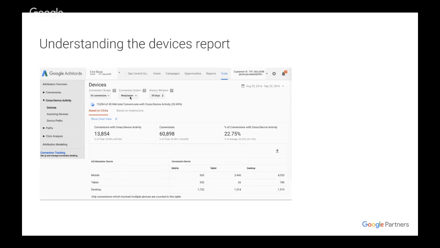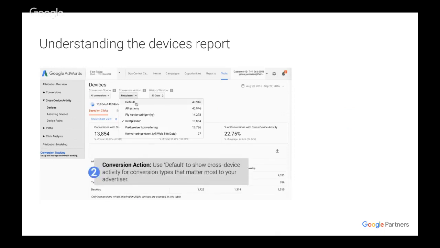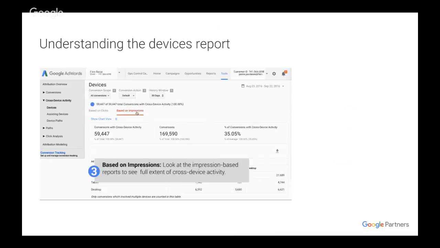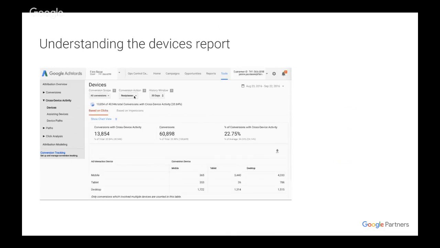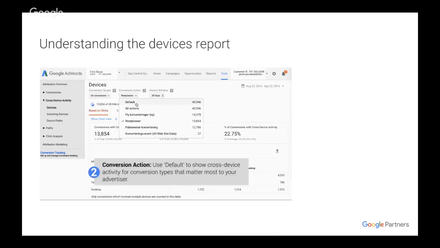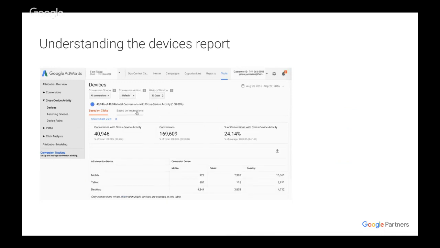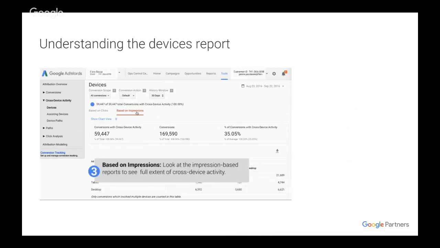Now, to talk about this one in particular, the devices report contains a very useful metric to show the significance of cross-device behavior. This is the percentage of conversions that have cross-device activity. Let's start with discussing conversion scope. You're going to see it at the very left, and on the animation, it's on top left, excuse me. And this enables you to choose which conversions are included in their reports.